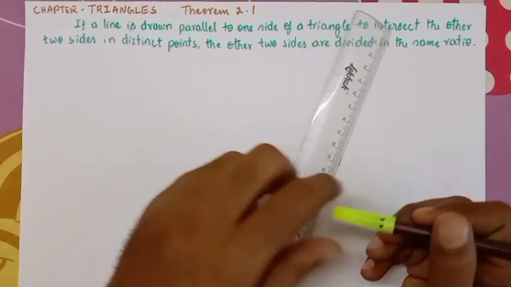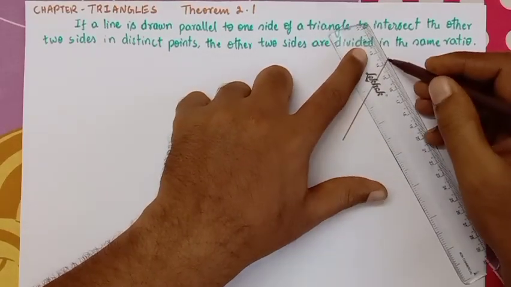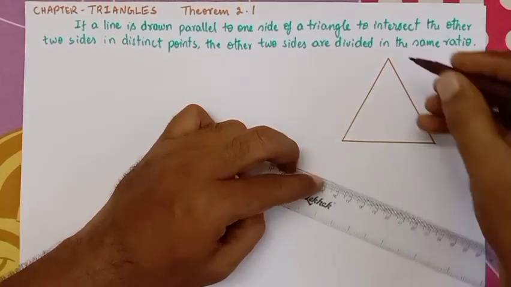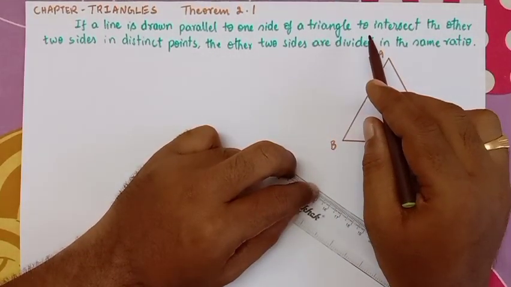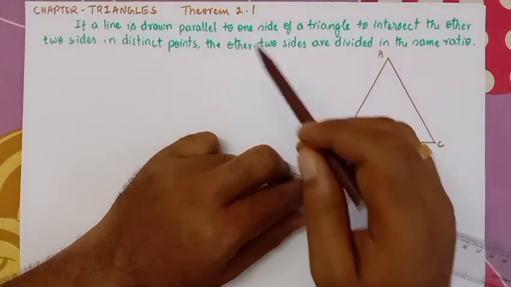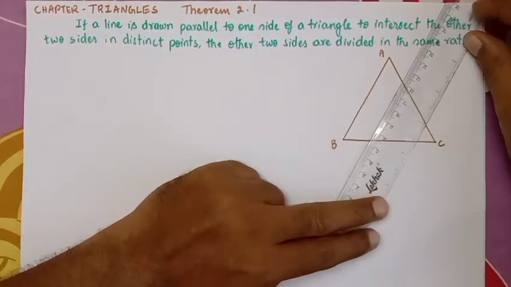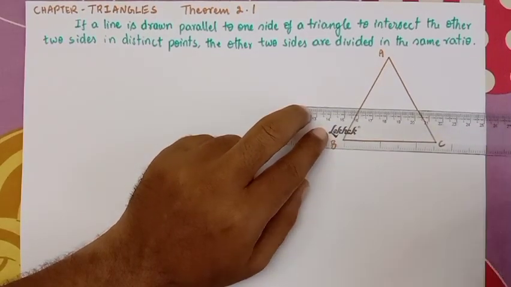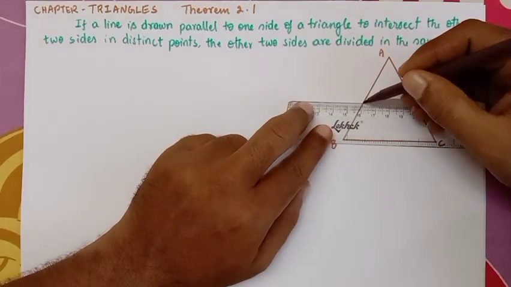First, let me draw a triangle, and let me name it as A, B, C. There is a triangle, and a line is drawn parallel, so we have to draw a line here which is parallel to one side. We can draw a line parallel to AC. If not, we can draw a line parallel to AB, and it is even possible for us to draw a line parallel to any of the sides, but conventionally we will be taking a line parallel to BC.